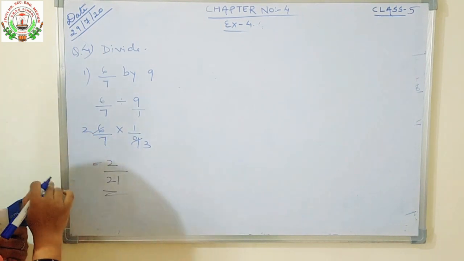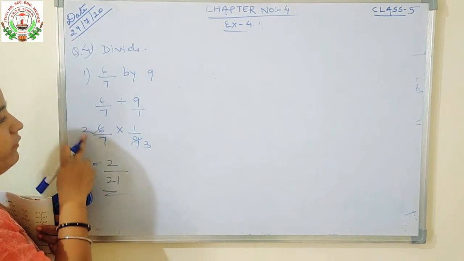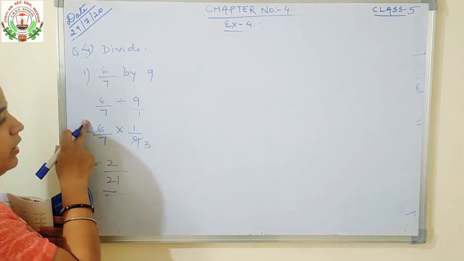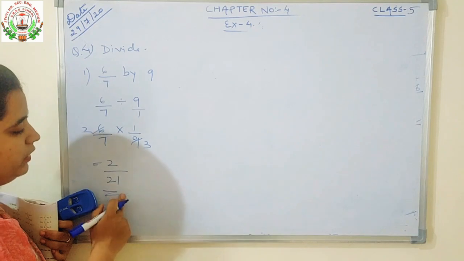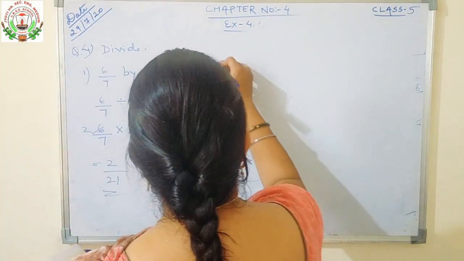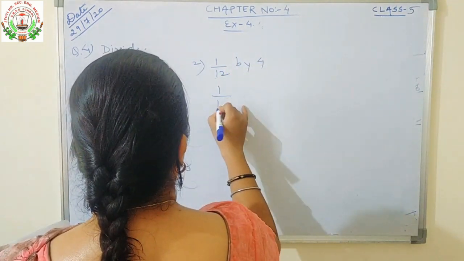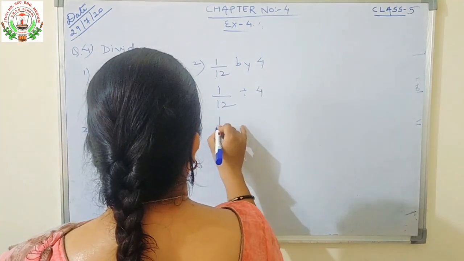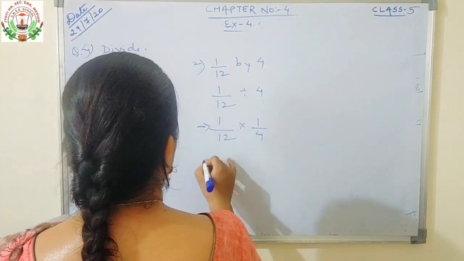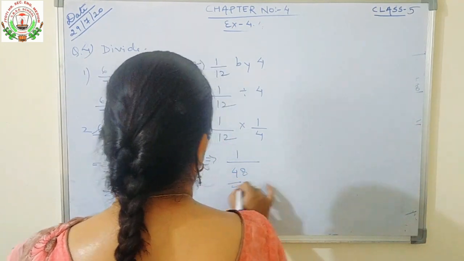We will see whether any number is cancelling out or not. If a number is cancelling out, we will cancel out the numbers and we will multiply the rest of the numbers. Numerator with numerator, denominator with denominator. Okay. Now number 2. 1 by 12 by 4. 1 by 12 divided with 4. 1 by 12 into 1 by 4 is equals to 1 by 48.